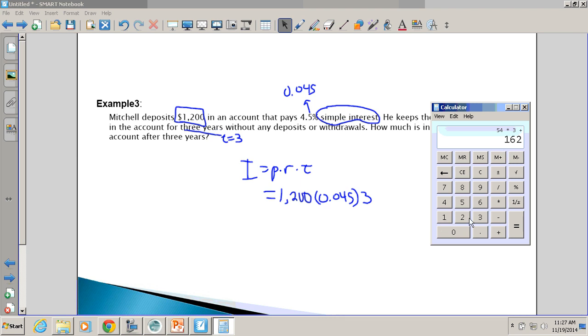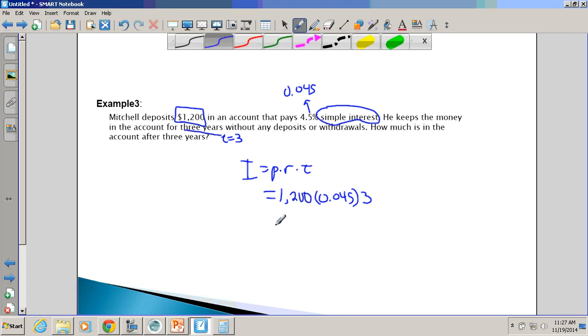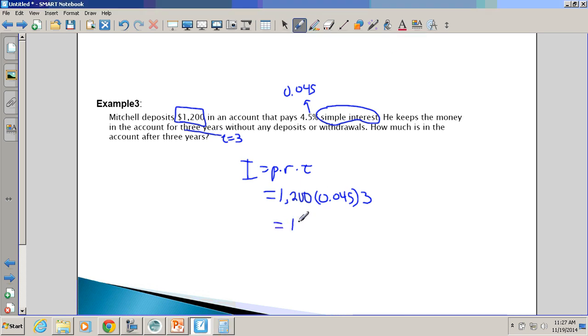I'm going to double check that calculation. You should always do so. Okay, so I did get $162. So he's going to make $162 in interest. So that's on top of what he already has.